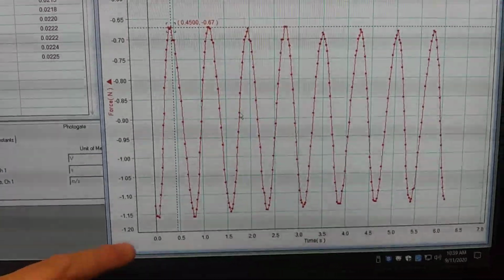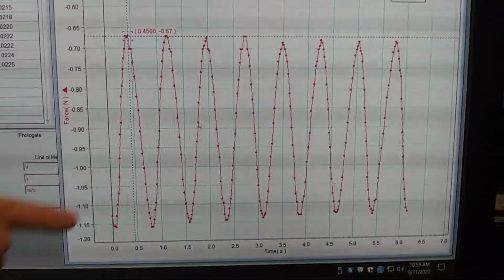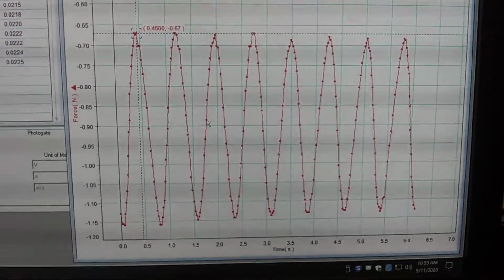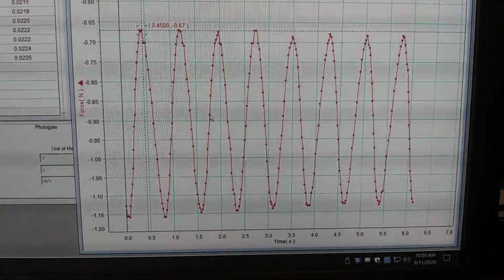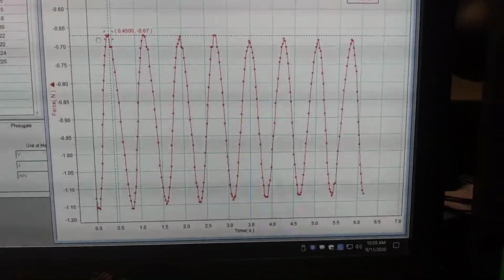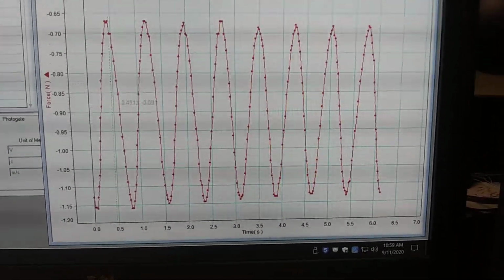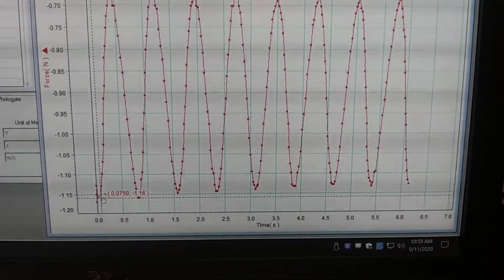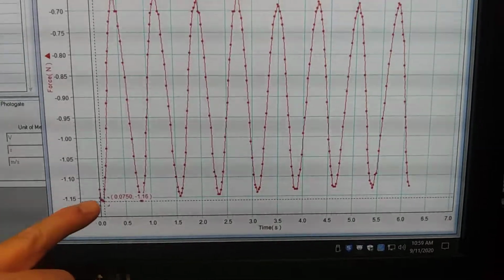Remember, in this graph, the horizontal axis is time. The vertical axis is force in newtons. Ready? Let's do the bottom ones. That one actually turned out pretty nice. The smaller angles seem to work better, huh? So this is good for the first 2.